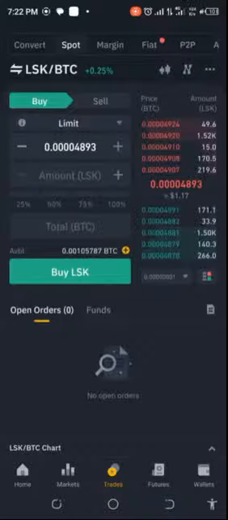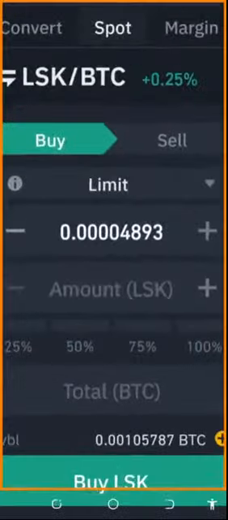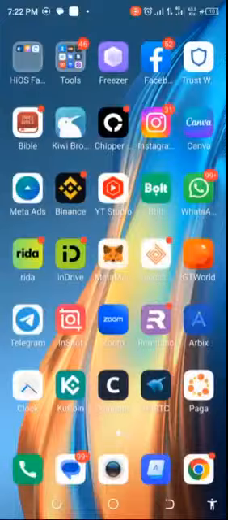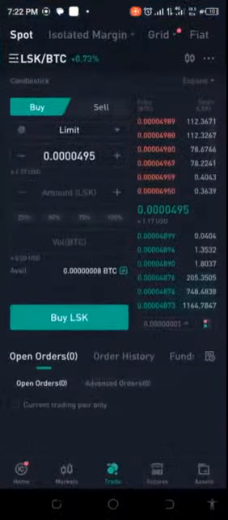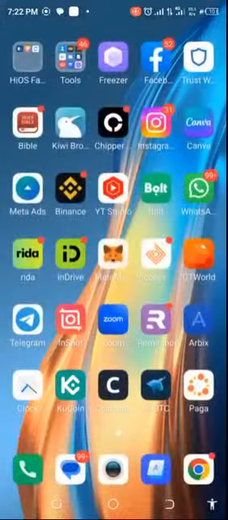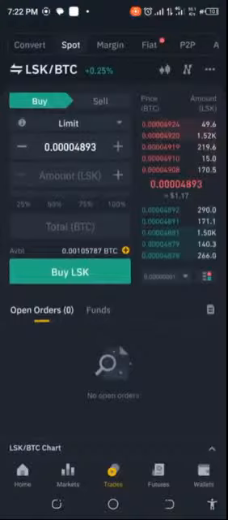Today we're going to be having an episode of inter-exchange arbitrage, and we're going to be using LSK BTC. We can see here currently the price of LSK BTC is 0.0004893, and on KuCoin it is, let's go check, 495. So we have a difference there. What we're going to do is go back to Binance and try to buy this.